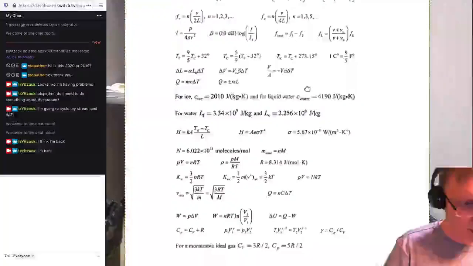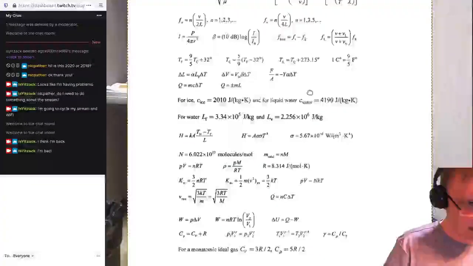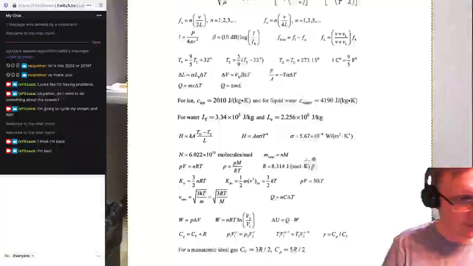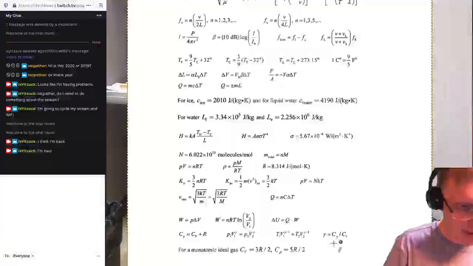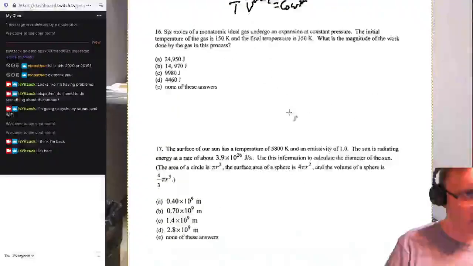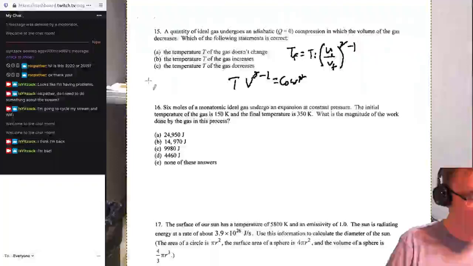Gamma. Let's see here. Where is gamma? I thought gamma was given, or sort of given. There should be an equation for gamma. Here it is. CP on CV. Right. So that means that it is CV plus R on CV. So gamma is CV plus R on CV.